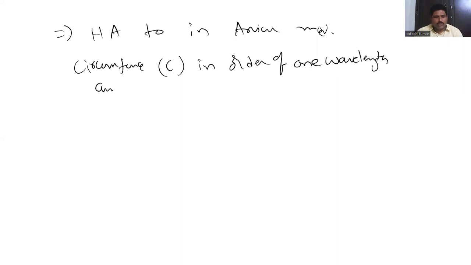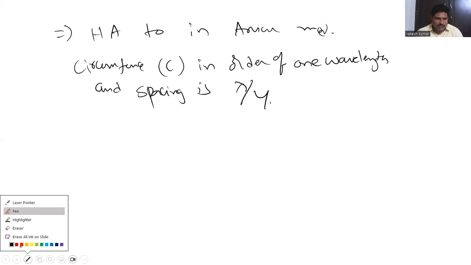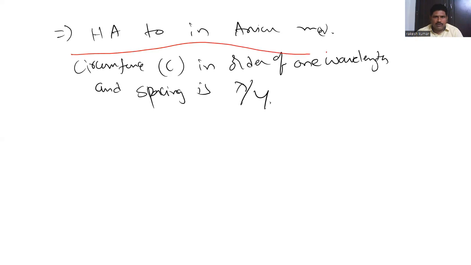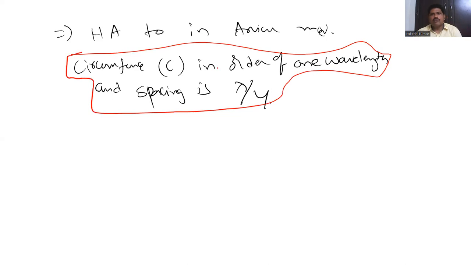Similarly, the spacing is selected as approximately equal to lambda by 4. This is a very important condition you want to keep in mind while designing a helical antenna to operate in axial mode. So the circumference should be almost equal to one wavelength and the spacing should be equal to lambda by 4.